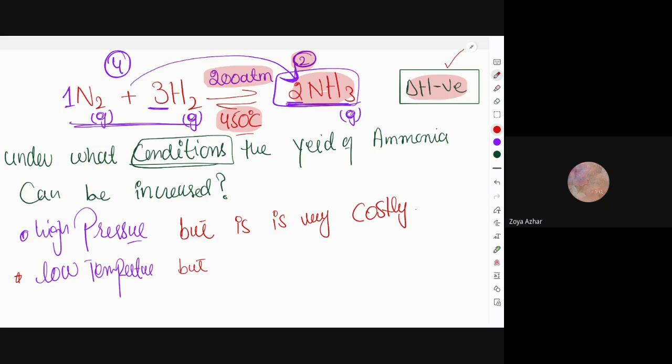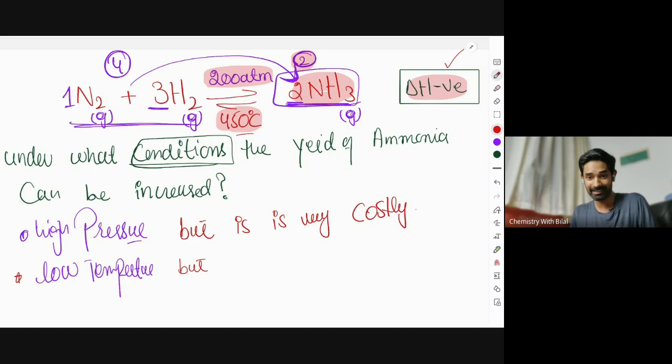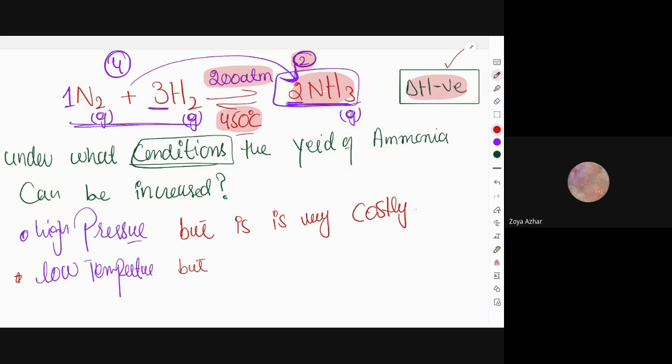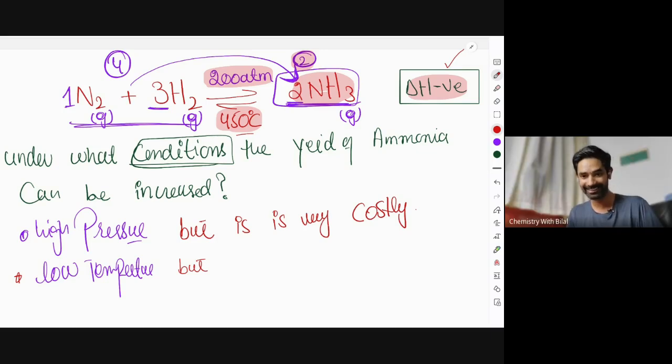Sir, does it denature the catalyst? Not at all. We don't have any enzyme here, Zoya. Okay, sorry. Iron, which is an inorganic. Dr. Zoya, it's not a biological enzyme. We have simple iron, which is an inorganic catalyst. Okay, so lowering the temperature, you all know, whenever you lower the temperature, rate of reaction decreases.